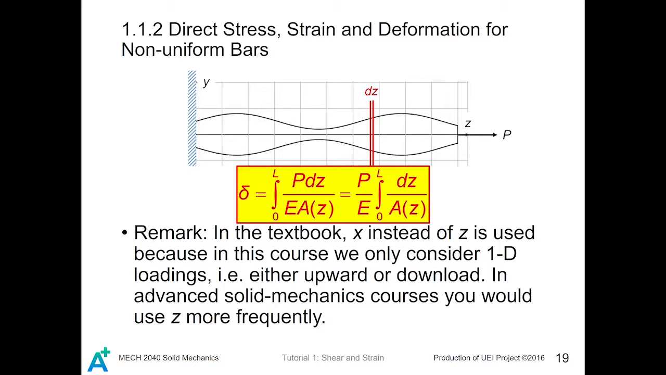A remark is that in the textbook, they use x instead of z because in this course we only consider 1D loading. What does that mean? That means maybe your loading is like this, but it is 1D. In reality, we still have loading about the x-axis, which is pointing into the page, but you cannot see it here. So in this course, we only consider 1D loading, but I still recommend you use z, because in the advanced solid mechanics course, we will use z instead of x, because x is often used to calculate the sectional properties. I will introduce that to you later.